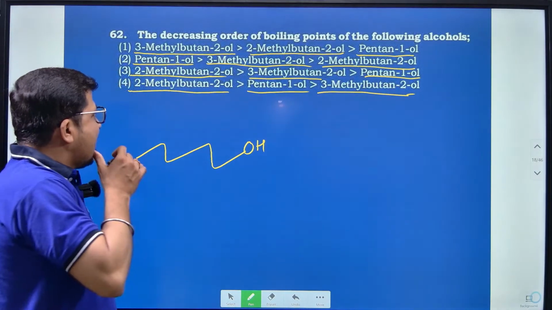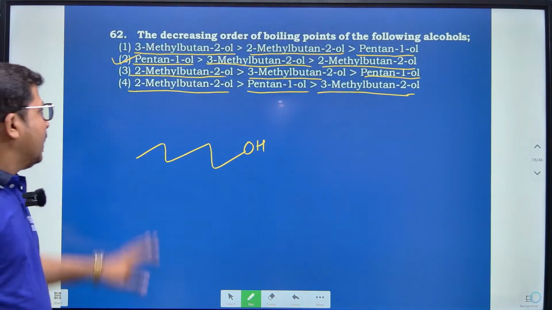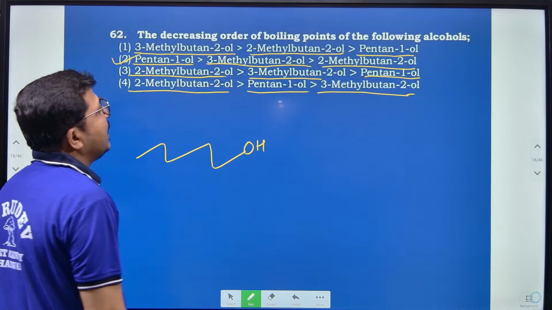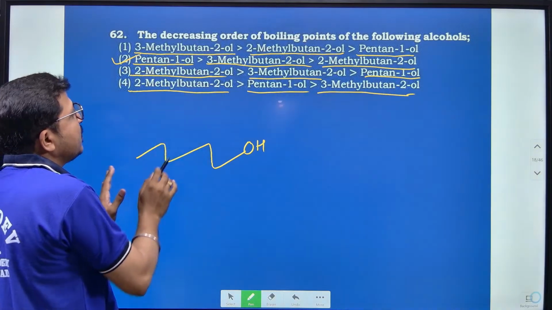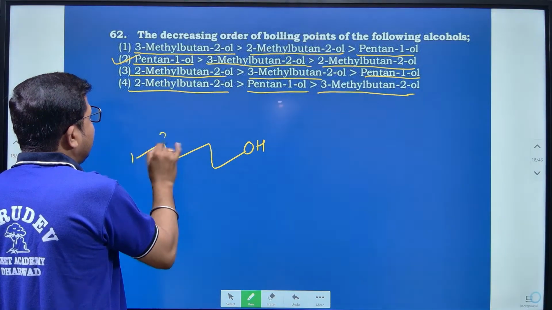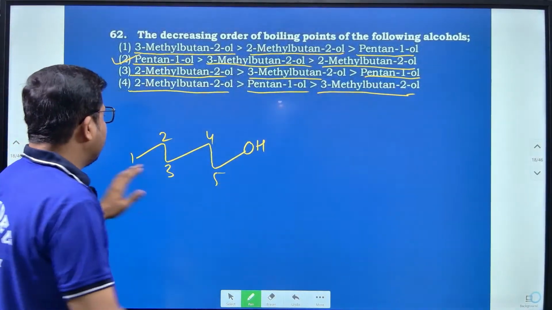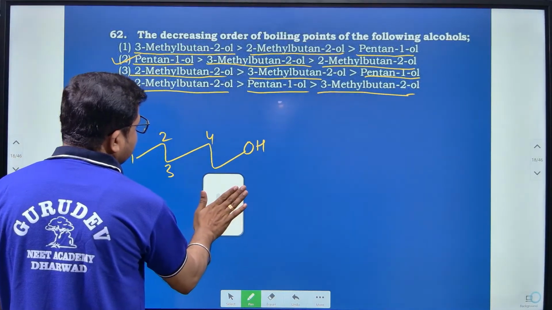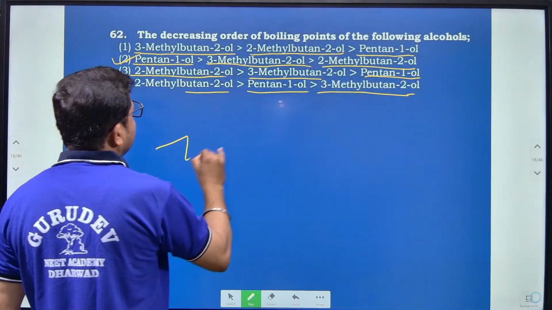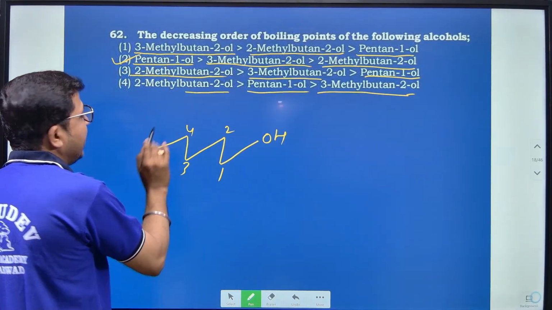And the right option is option number 2. See here, pentane-1-ol is greater than 3-methyl-butane-2-ol. Why this option is correct, I am going to explain here. The pentane-1-ol, so 1, 2, 3, 4, 5, right? Pentane-1-ol has 5 carbon atoms and the numbering is from here. The numbering goes 2, 3, 4, 5, OH. So 1, 2, 3, 4, 5, right?